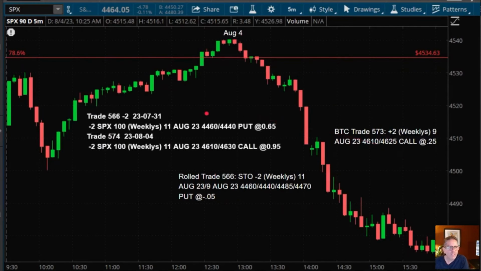All right, so here now we have the 566 trade and the 574 trade, which is new, and we have another credit that we received. So now our premium is at $3.05.